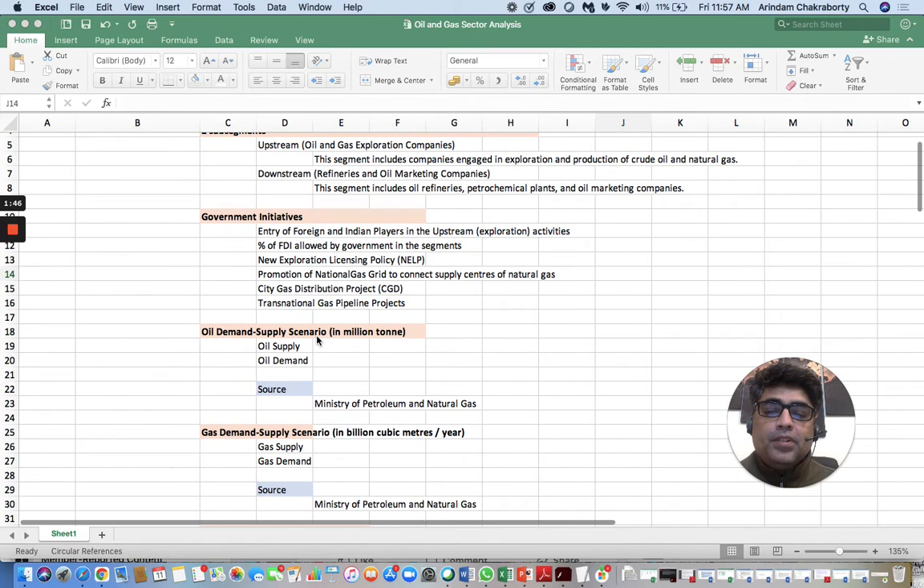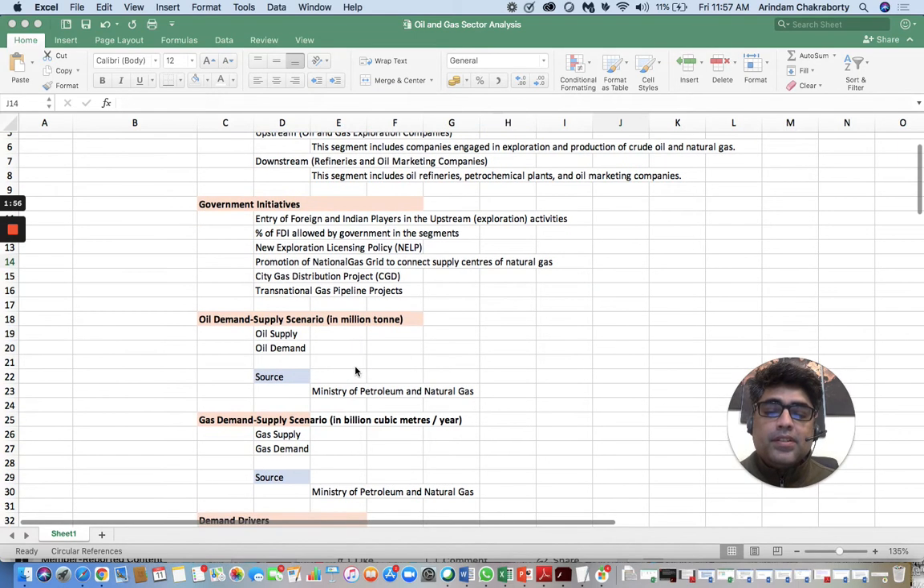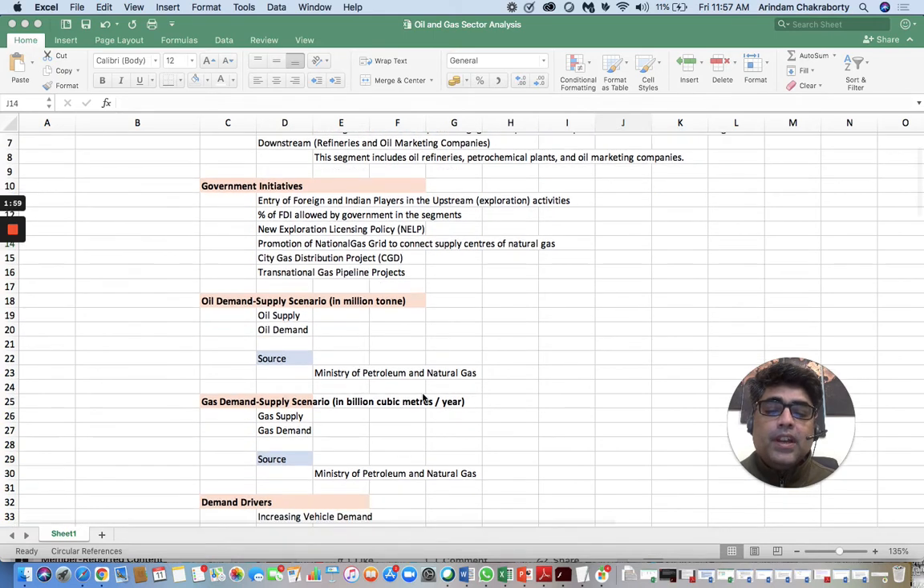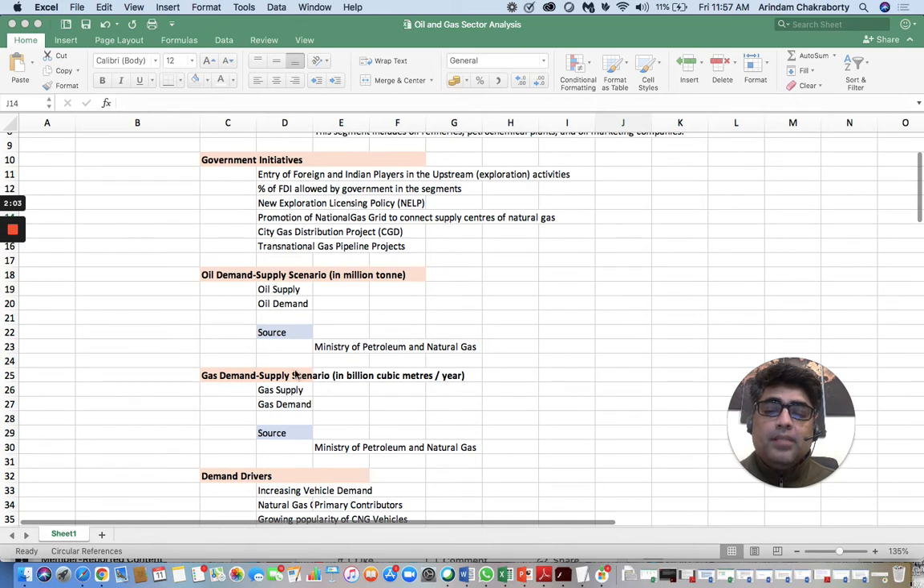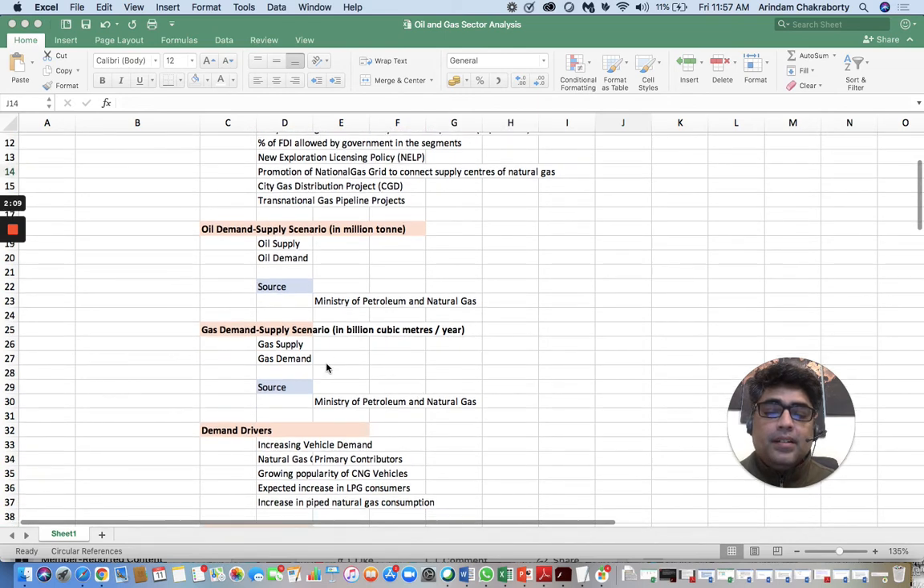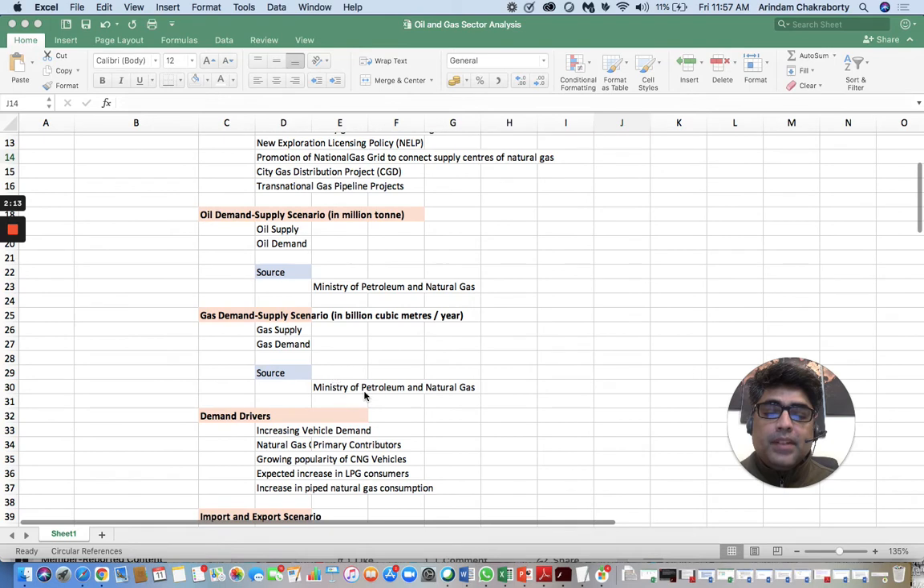Then we have to focus on the oil demand-supply scenario, which is generally in million tons. So oil supply and oil demand, and a good source for getting this information would be the Ministry of Petroleum and Natural Gas website, right? Then also the gas demand and supply scenario, which is in billion cubic meters per year. For that also, a good source is the Ministry of Petroleum and Natural Gas.